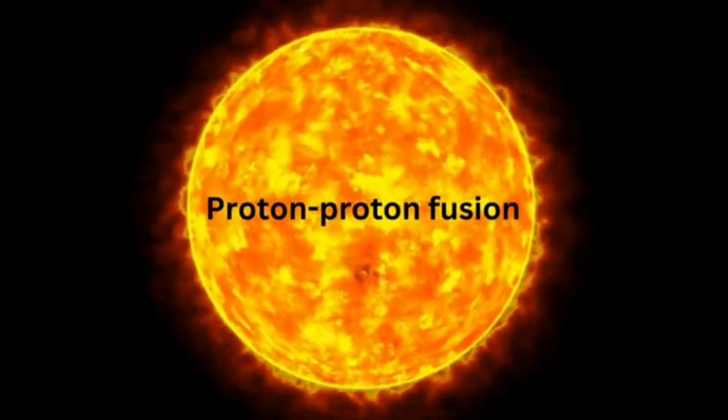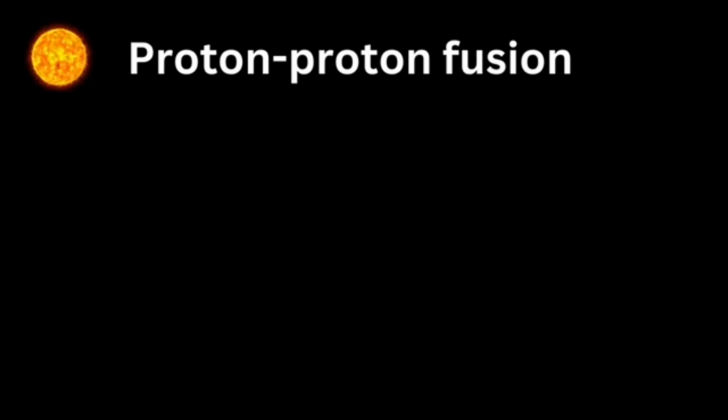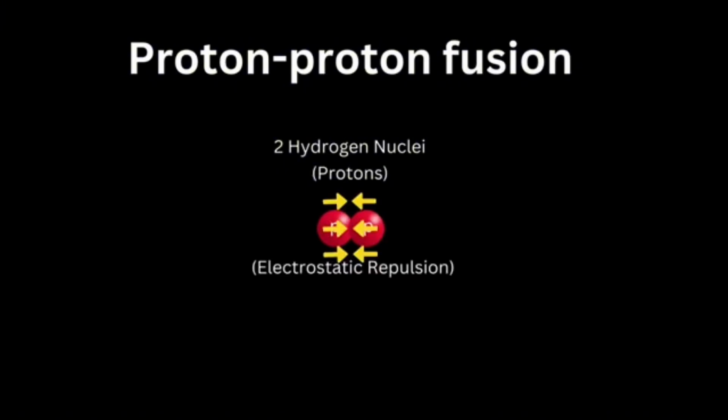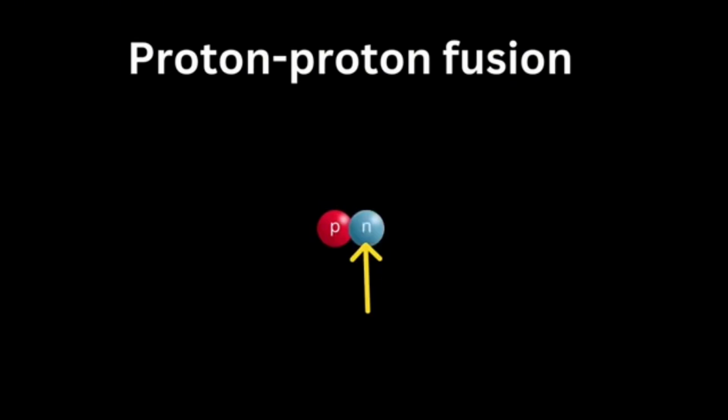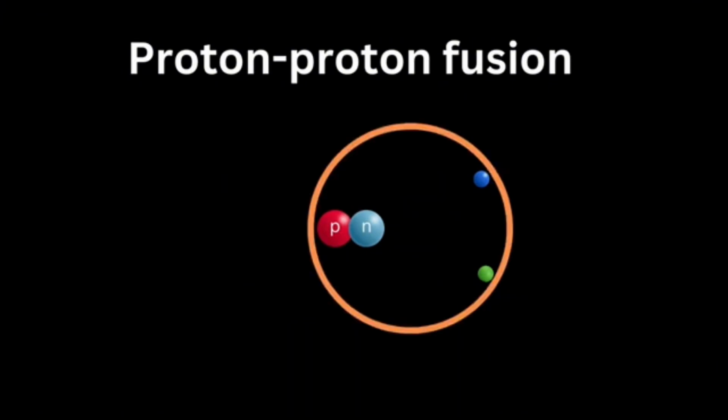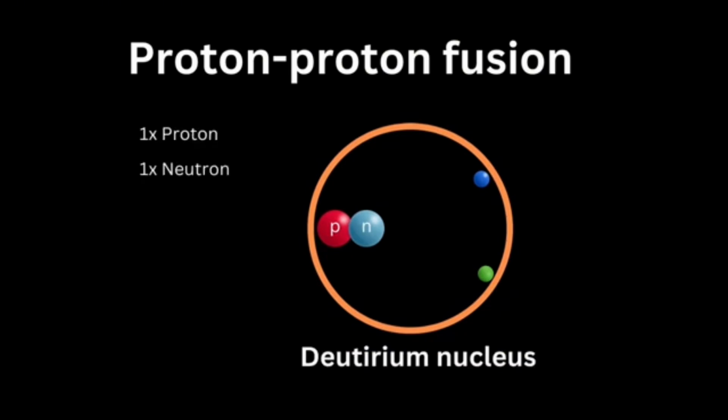Proton-proton fusion. In the first step of proton-proton fusion, two hydrogen nuclei, or protons, collide, thus overcoming the electrostatic repulsion between them. As a result of this occurrence, a proton changes into a neutron by a process known as beta plus decay, emitting a positron and a neutrino in the process. The second proton is unaltered. Therefore, the end product of this reaction is a deuterium nucleus, which is one proton and one neutron.